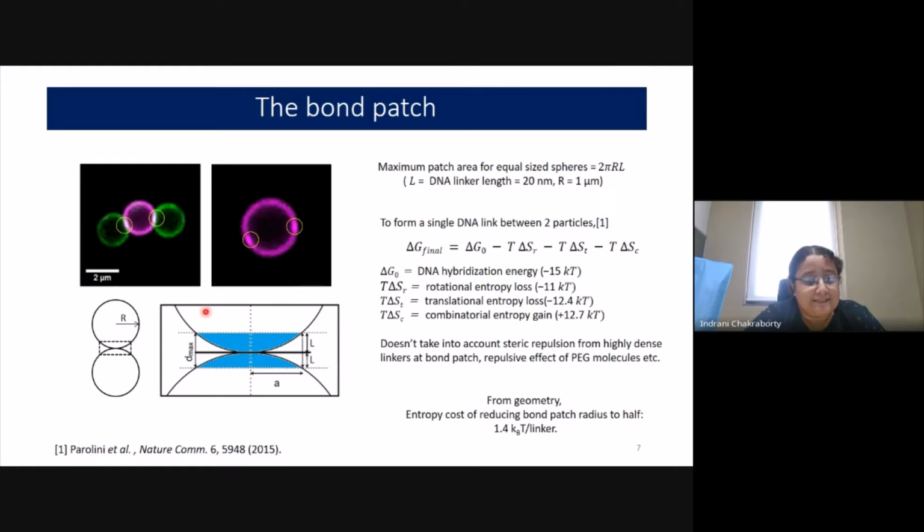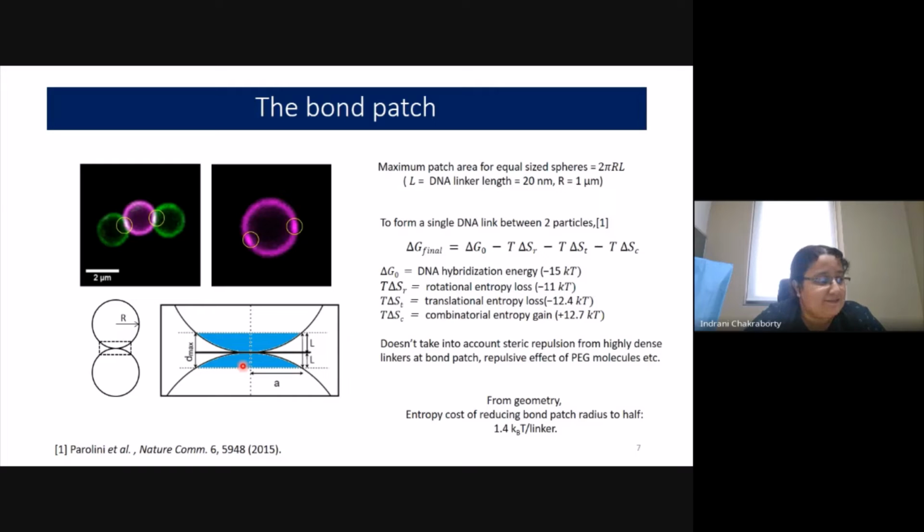Now, this bond patch shows up as these bright regions in the confocal microscope image. You see these white patches, they are actually the bond patch region. Now, if we calculate the different energy terms as per the discussions in this paper, then these energy terms will contain the entropy cost for confining a DNA linker into the patch region, this blue region. So there will be a translation and a rotational entropy loss as well as a combinatorial entropy gain.